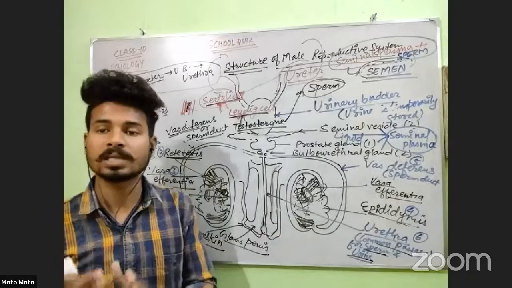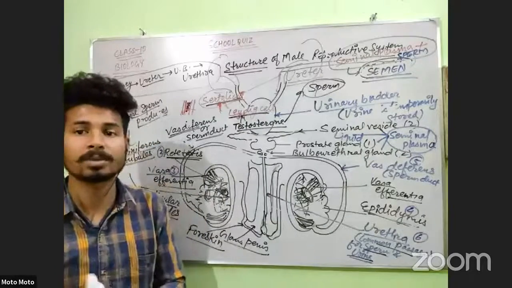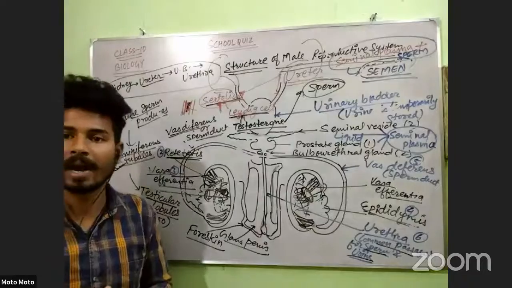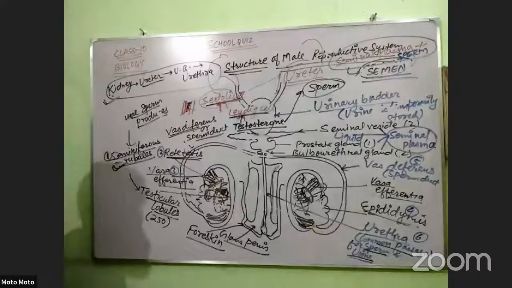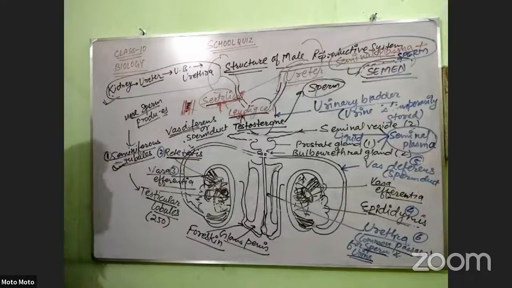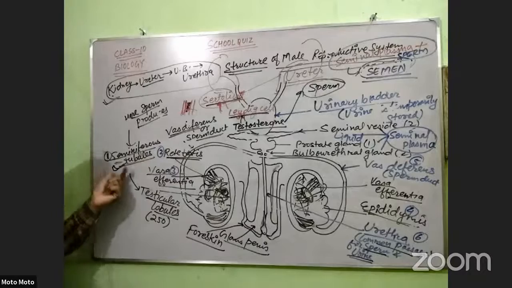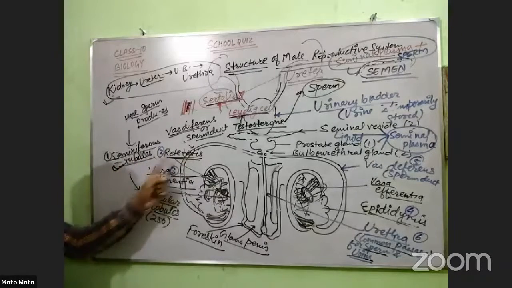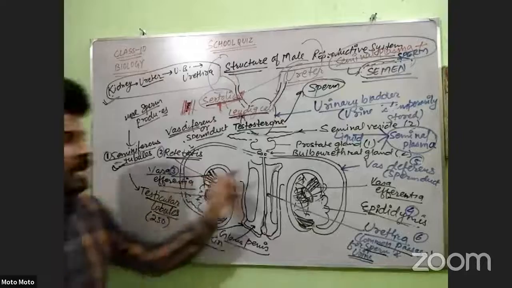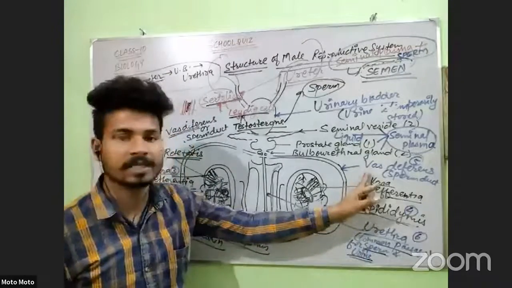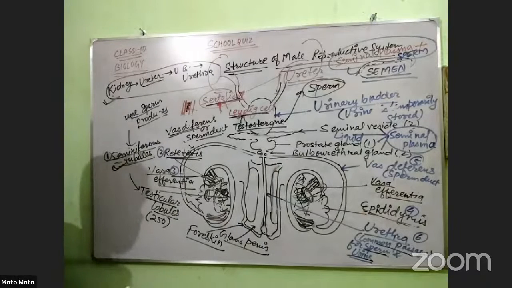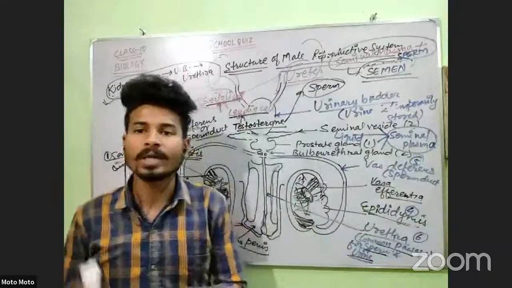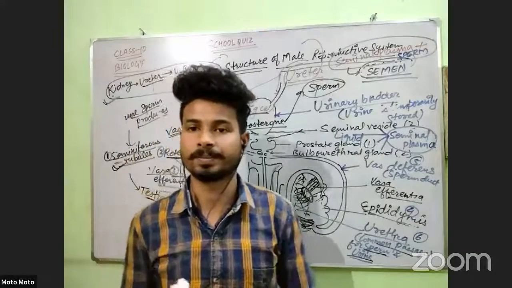So this is the question which has been asked many times. So please keep it in your mind once you read, so that whenever the question comes, you can write comfortably. First is the seminiferous tubule, then rete testis, then it enters into the vasa efferentia, and then epididymis, and then vas deferens, and then eventually leads into the urethra. Got it? Okay.